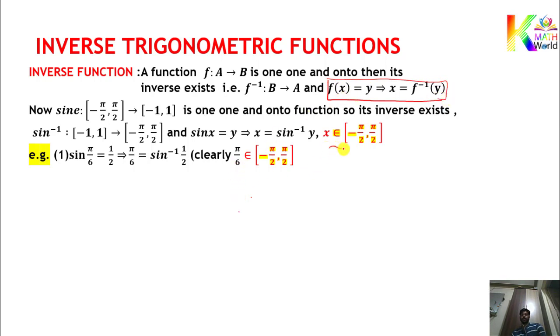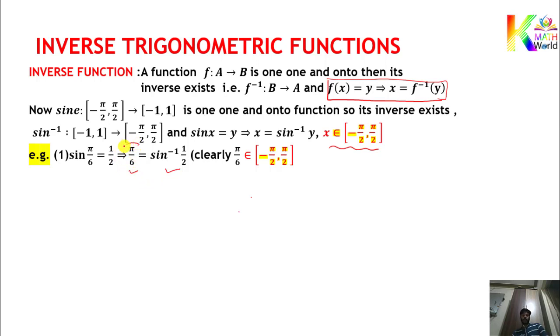And this is the important thing as we discussed. Sine 30 is 1 by 2, that we know. So we can say pi by 6 equals sine inverse 1 by 2. If you choose f as the sine function and x as pi by 6, then you get sine pi by 6 equals 1 by 2, so you can say pi by 6 equals sine inverse 1 by 2.